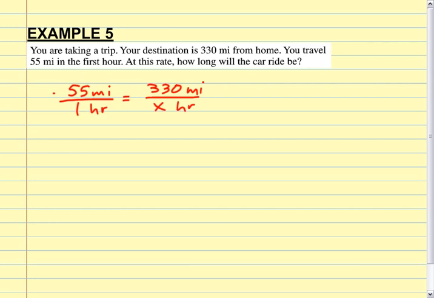How many hours? Well, how do I do this? Rowan? 330 times 1 gives me 330, and I'm going to divide that by 55, and that gives me 6. So x is equal to 6 hours. That's how long the trip's going to take. Does that make sense? Great job. Let's go to the next one.